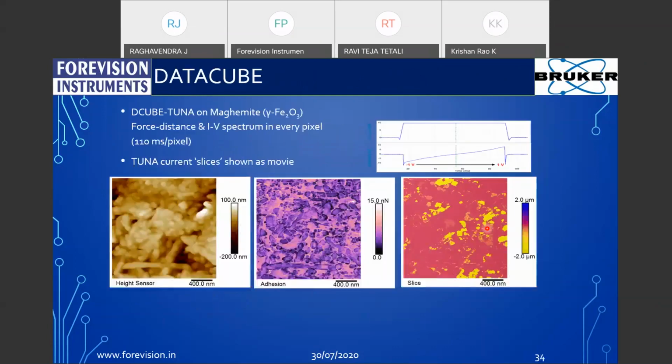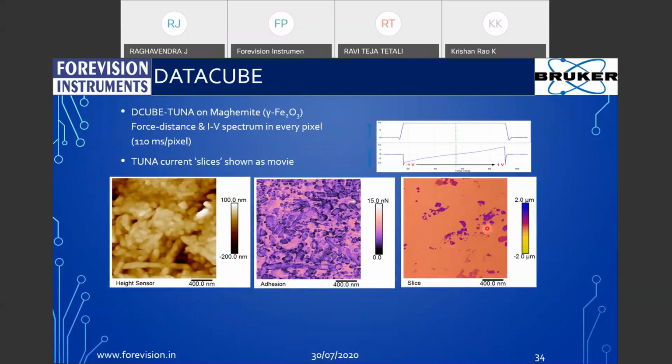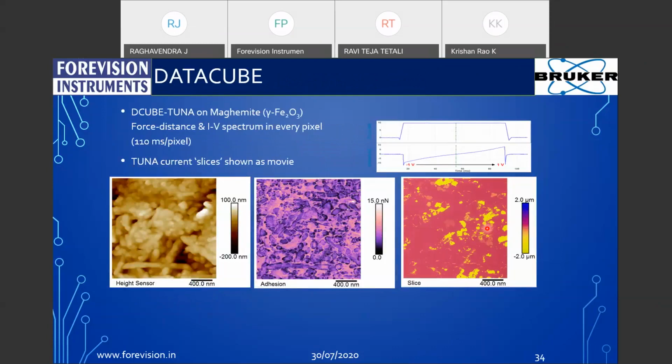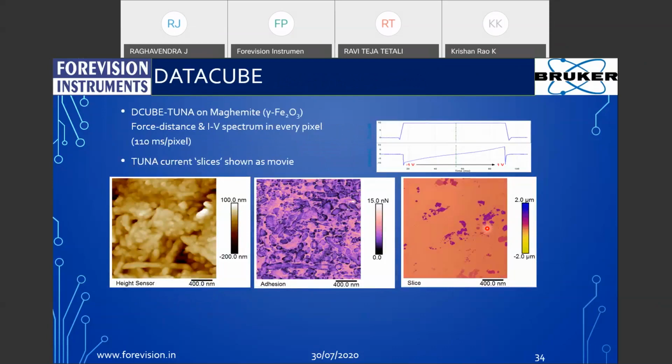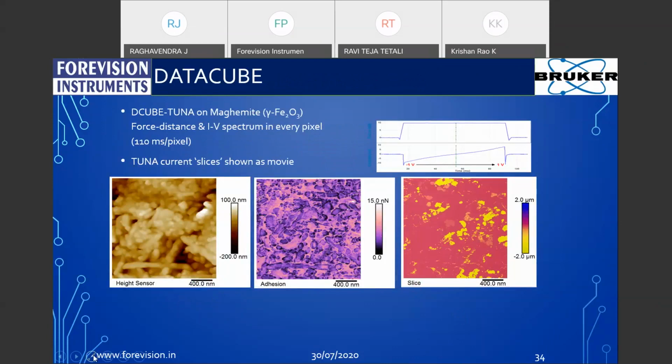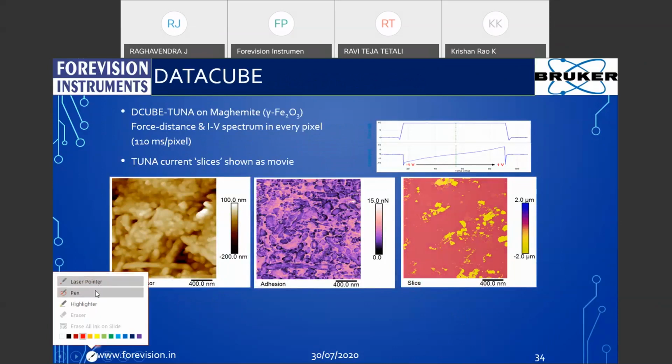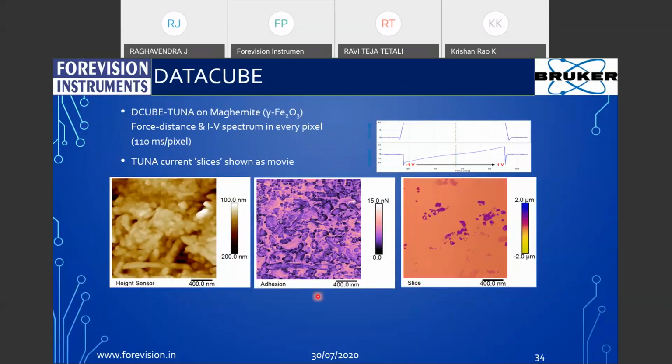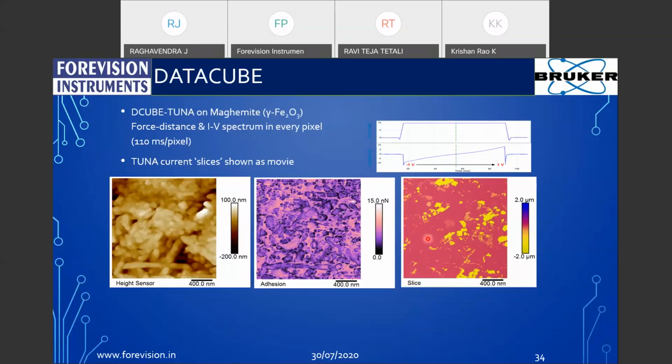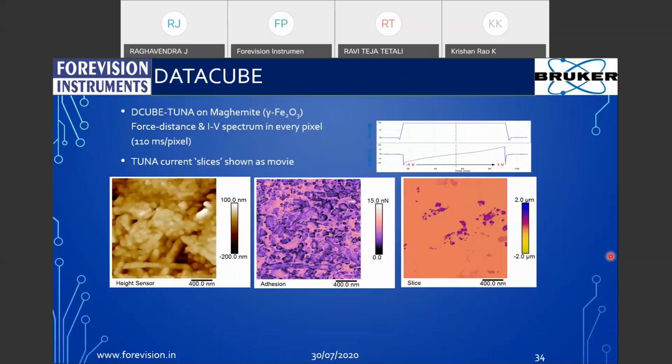So this is one of the images obtained with DataCube TUNA mode on MegAmite. Here the first image gives us the topography information, and the second image gives us the adhesion. But the third image, it's not an image, it's a movie. I hope the movie is going on, right? So you can see the change of the conductance of the sample at different voltages.